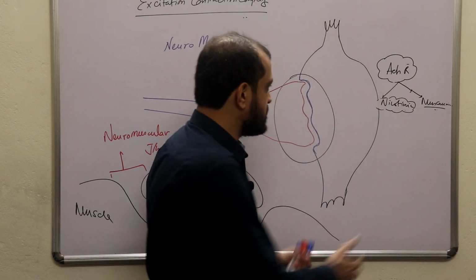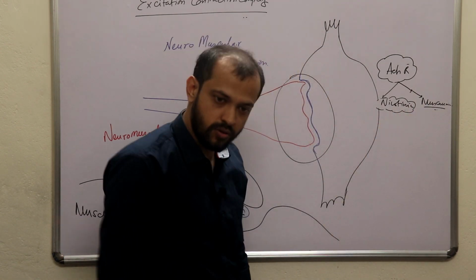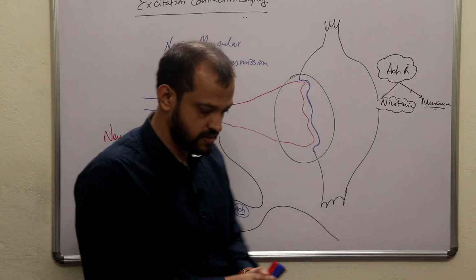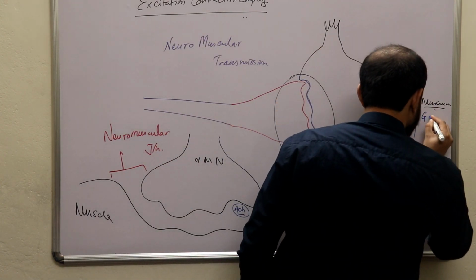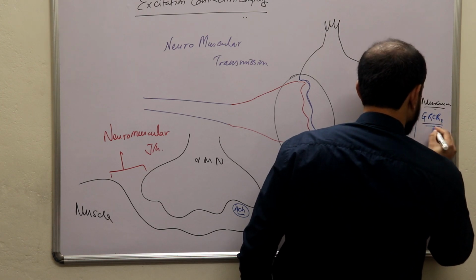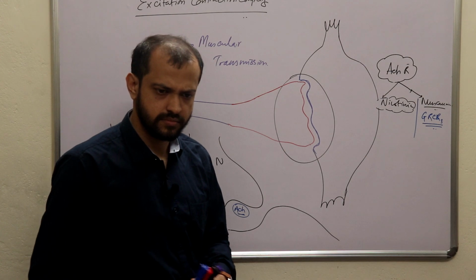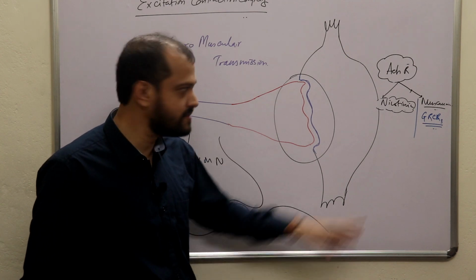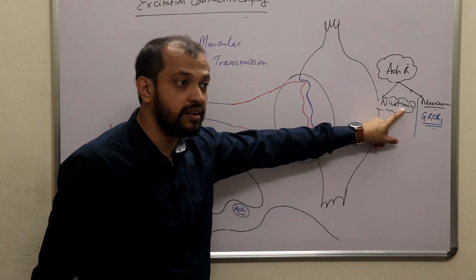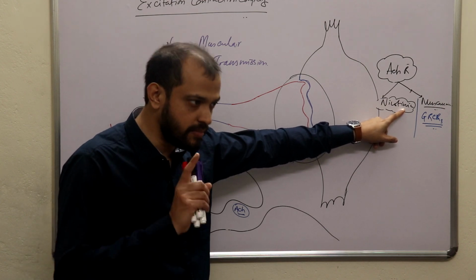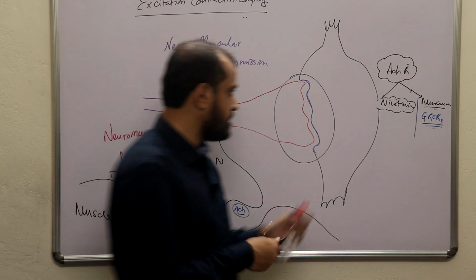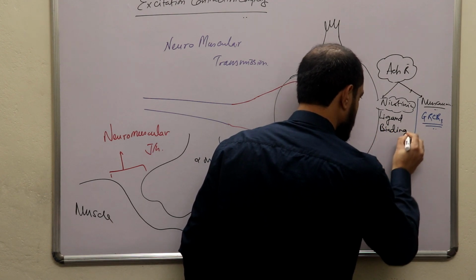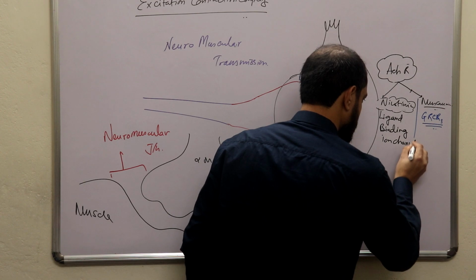Now listen, what is the basic fundamental difference between nicotinic receptor and muscarinic receptor? You all know. Muscarinic receptors are fundamentally GPCRs, G protein coupled receptors. Tired of reading all these things, tired of reading physiology. And nicotinic receptors are nothing but ligand gated ion channels. Now listen with all your attention.